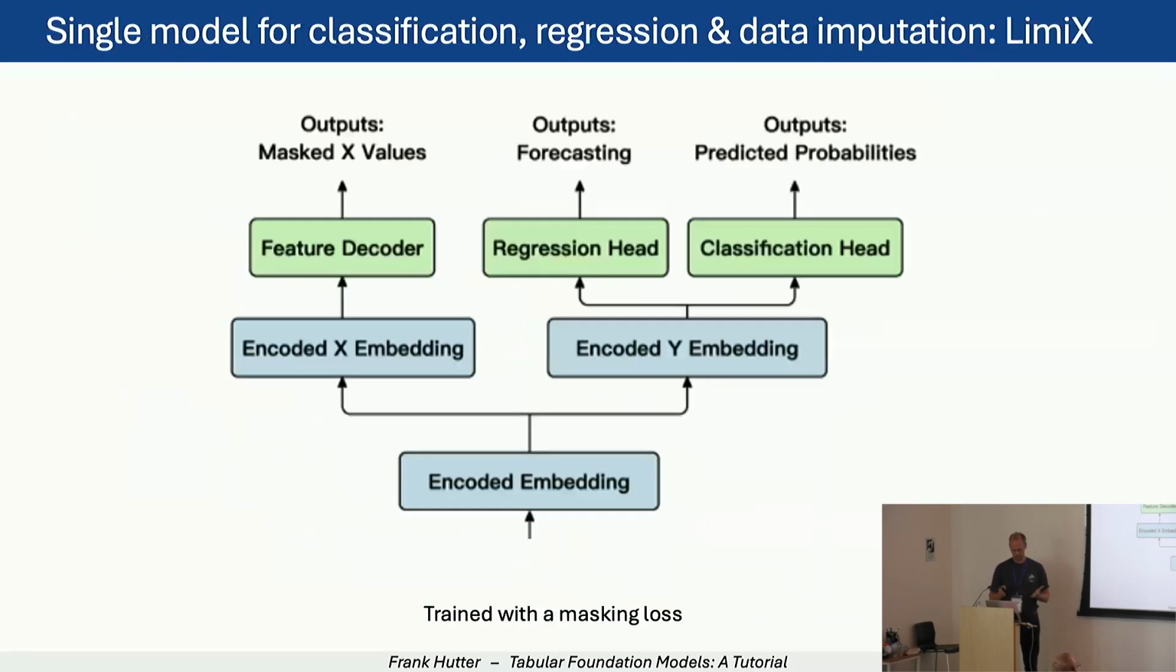All right, there's a new model that came out sort of 1.5 weeks ago, Limix, which is quite nice in that it actually has multiple output heads. In TabPFN, we had a classification model and a regression model, and they were independently trained. Limix has multiple output heads, one for regression, one for classification, and then also one for infilling values. And it's trained with this masking loss, which allows it to directly output multiple of these masked X values.